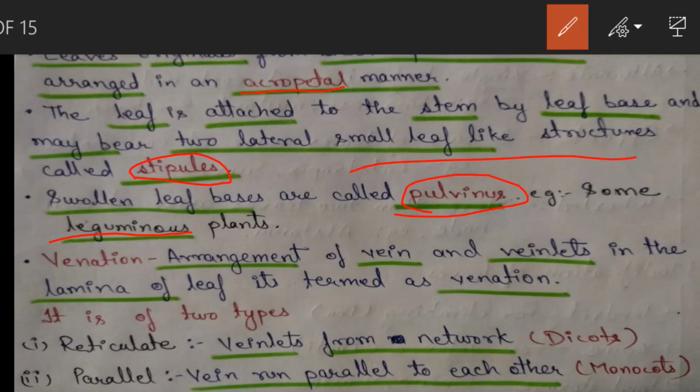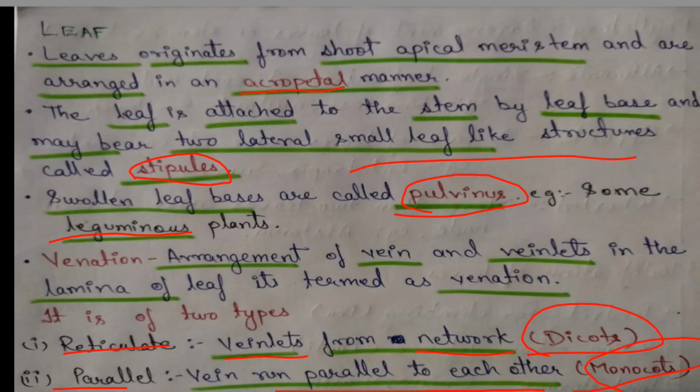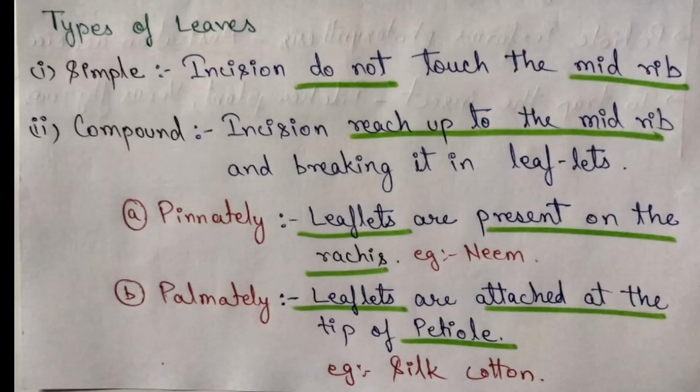Next we have venation. Venation means arrangement of veins and veinlets in lamina of leaf, and it is of two types. First one is reticulate, in which veinlets form a network, and it is usually seen in dicots, and second one is parallel, in which veins run parallel to each other, and it is commonly seen in monocots. Next we see types of leaf. There are two types of leaf, one is simple and other one is compound.